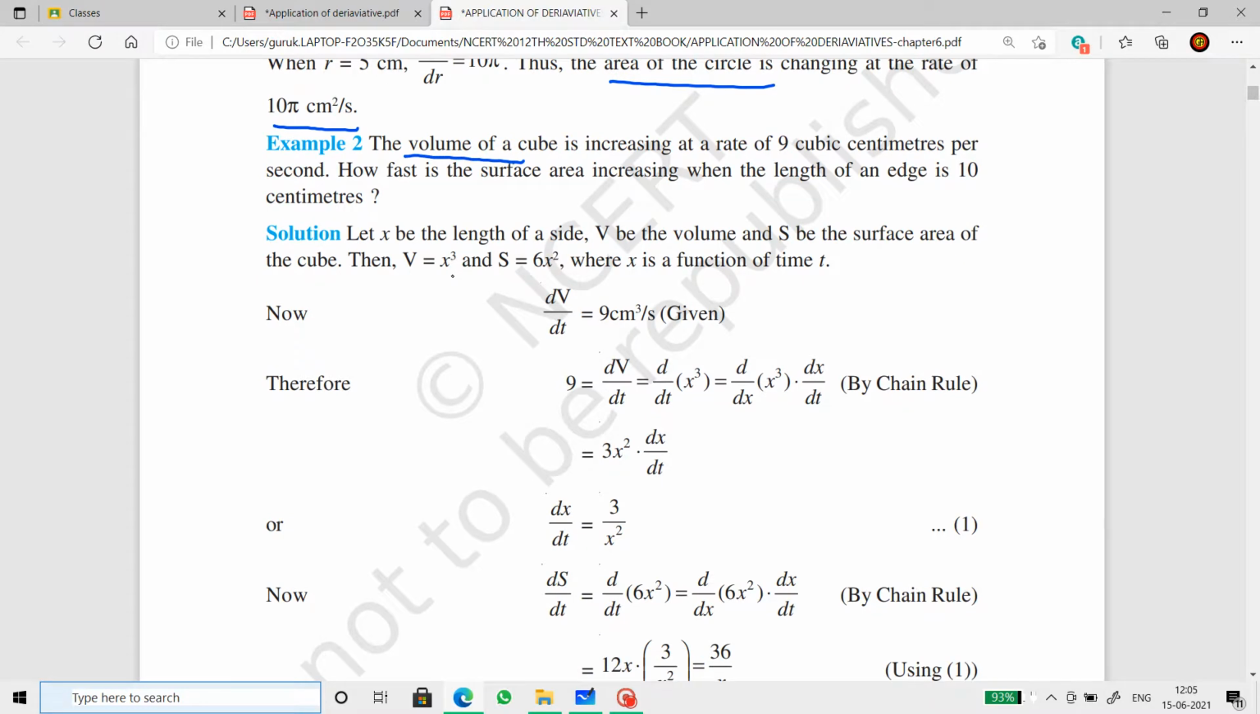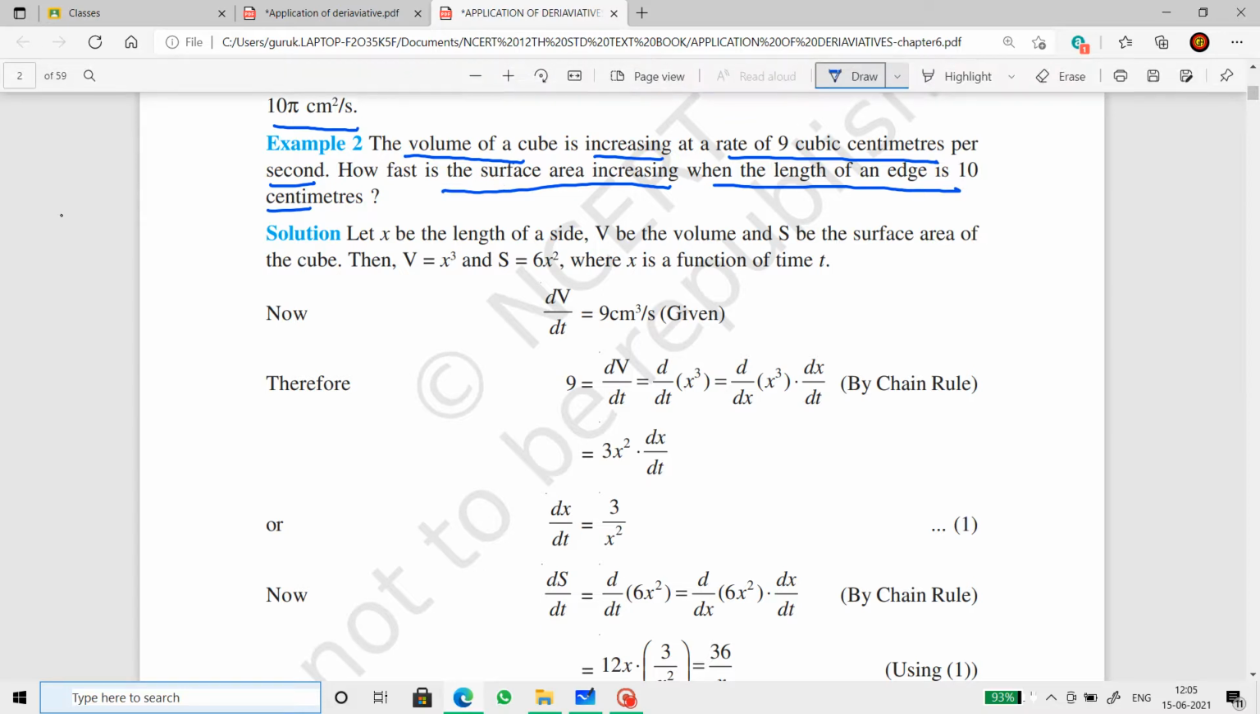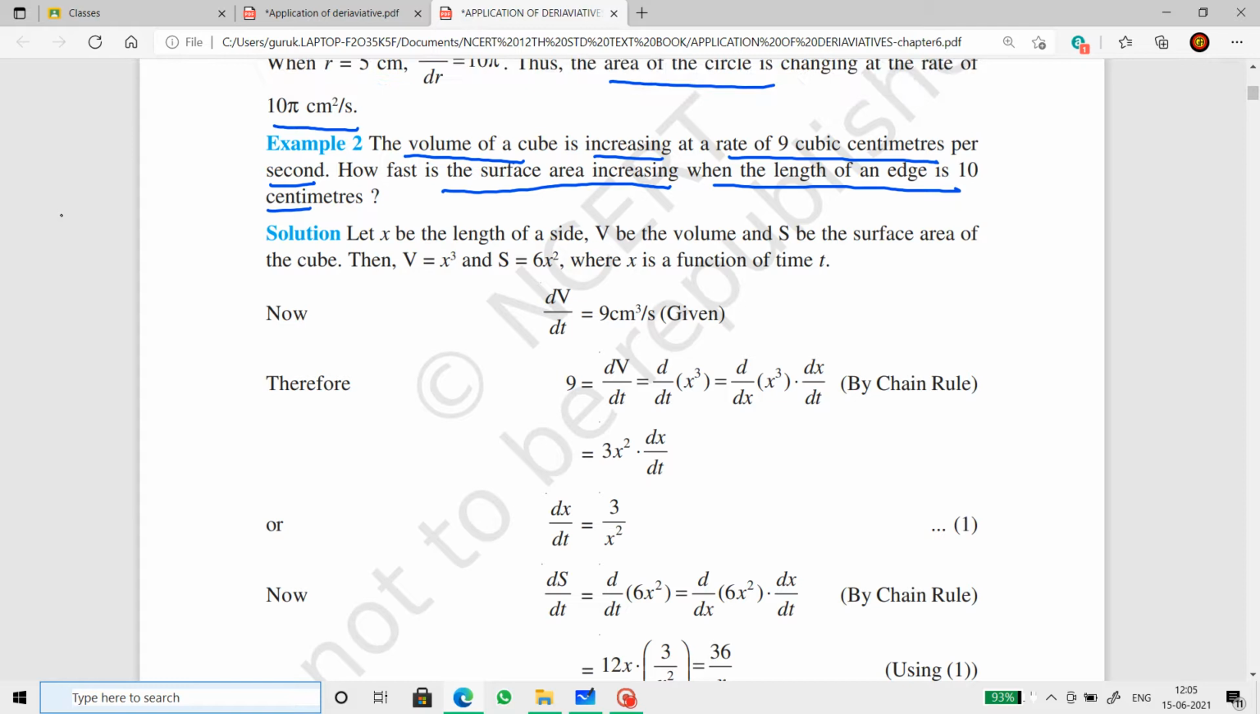The volume of the cube is increasing at the rate of 9 cubic centimeter per second. How fast is the surface area increasing when the length of the edge is 10 centimeter? They just asked how fast the surface area is increasing without telling us whether we need to differentiate with respect to the side of the cube or with respect to time. In this case, we always choose the latter. That means we differentiate with respect to time.